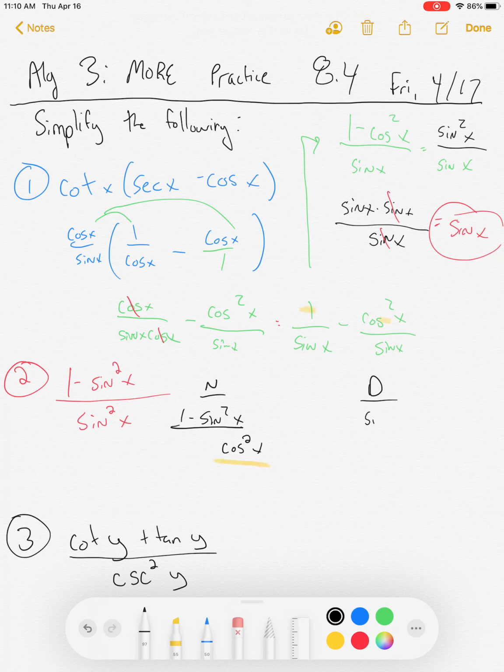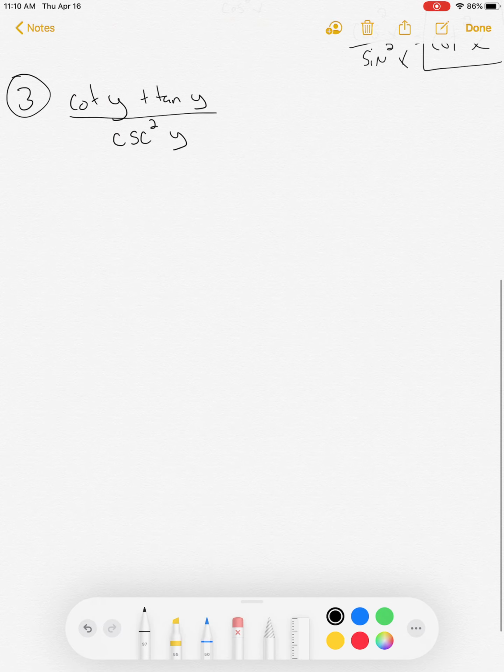Okay, so my numerator is cosine squared x. My denominator is sine squared x. So if I combine these, cosine squared x over sine squared x, you should know that cosine over sine is the same as cotangent. So cosine squared x over sine squared x is the same as cotangent squared x. Final answer.